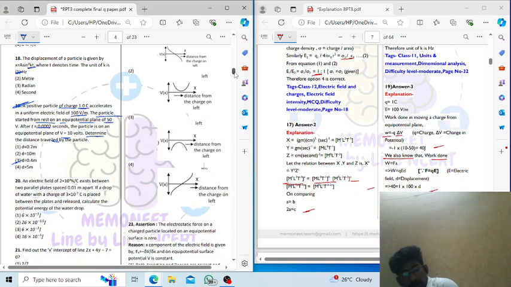Question number 20. An electric field exists between two parallel plates whose distance is given. This is D, and this is the electric field E. If a drop of water of charge this is placed between the plates and released, calculate the potential energy of the water drop. We have to calculate the V. The calculation of V is very simple.